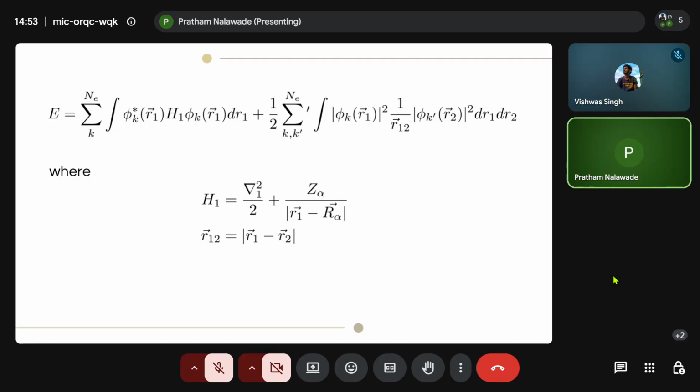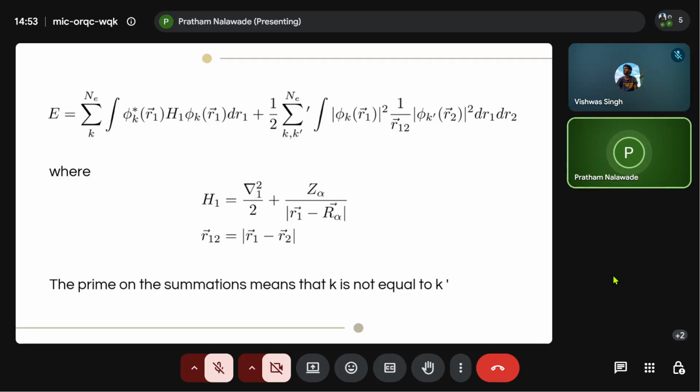So your k is the summation. There is a prime on the summation, right? That prime means that k is not equal to k prime. If k becomes equal to k prime, then it means the electron is interacting with itself, which is not possible.